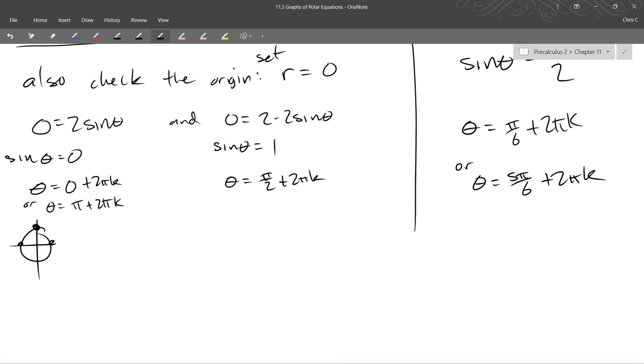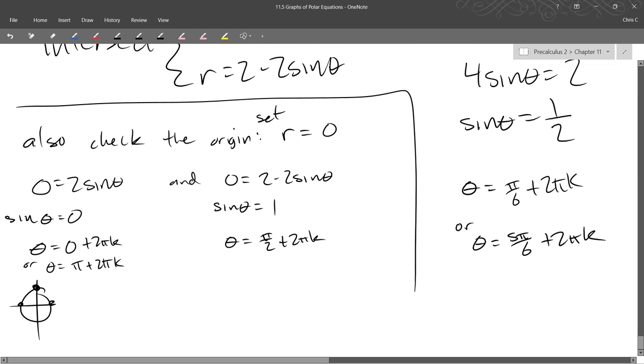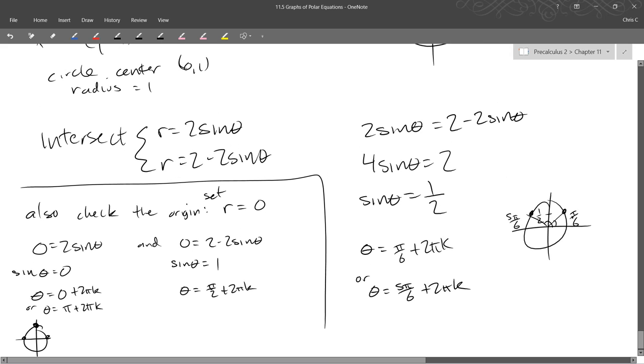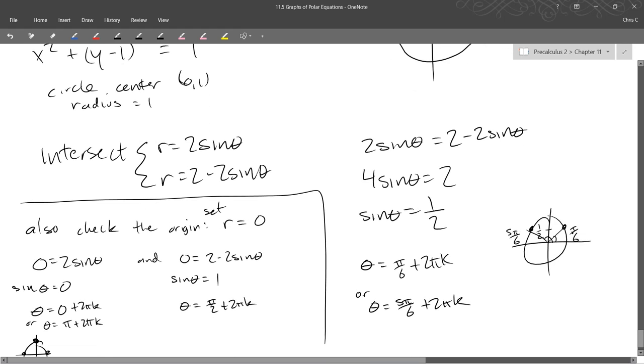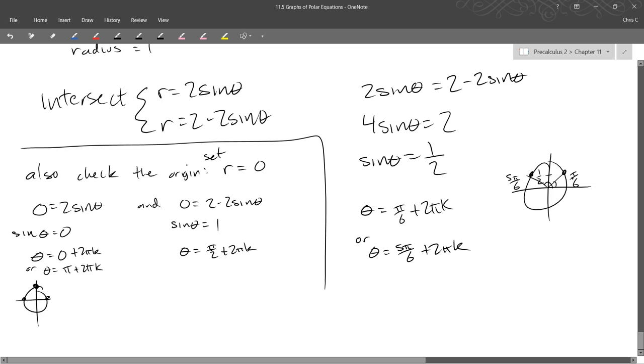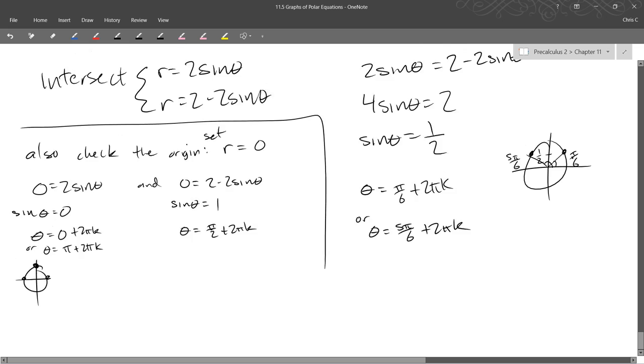All right, so any questions on these solutions right here? All right, so we have lots of solutions. You just have to separately check your origin versus everything else. So it's a little bit strange.